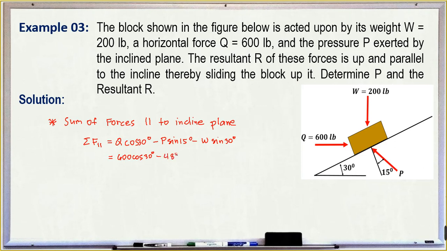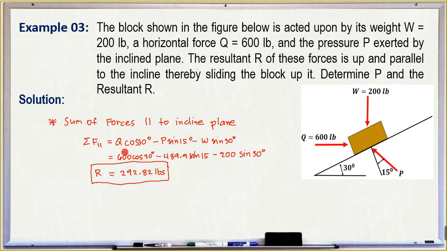So, we have 489.9 sine 15 minus our weight of 2,000, then sine of 30 degrees. When you solve it, you have the resultant, no? R equal to 292.82 pounds. So, that is the value of our R.